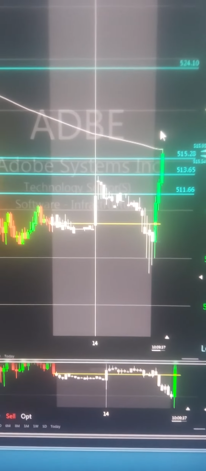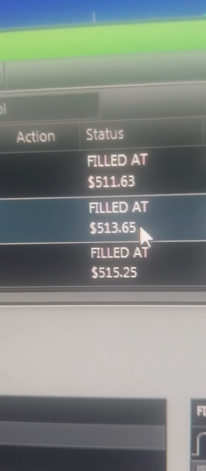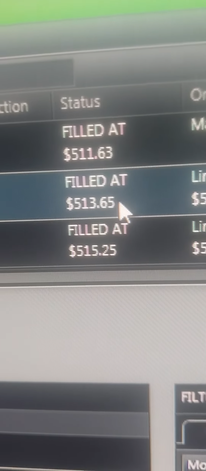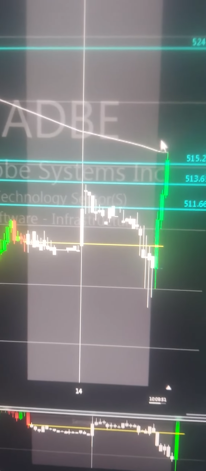And now we're heading up directionally on the day. You can see here I've already scaled, I bought the stock at 511.63, scaled out 2 points higher, 513.65, and sold some more at 515.25. So it's up close to 4 points from entry and continuing higher.